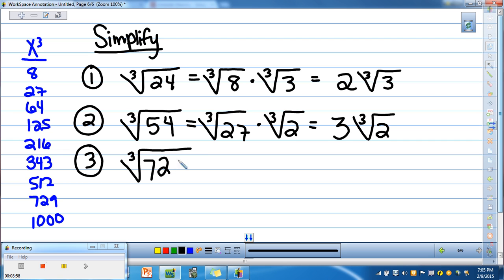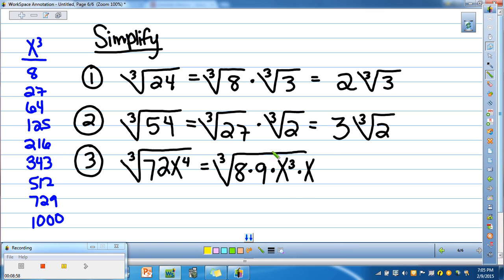Let's try one where we're adding a variable. Starting off with the 72, we can see that 8 is a factor of 72. 8 times 9 is 72. So let's split this into 8 times 9. And then looking at the variable part, the x to the 4th, we want to find a perfect cube inside of that. So we can split that up into x cubed times x. Altogether, this is the same as x to the 4th.